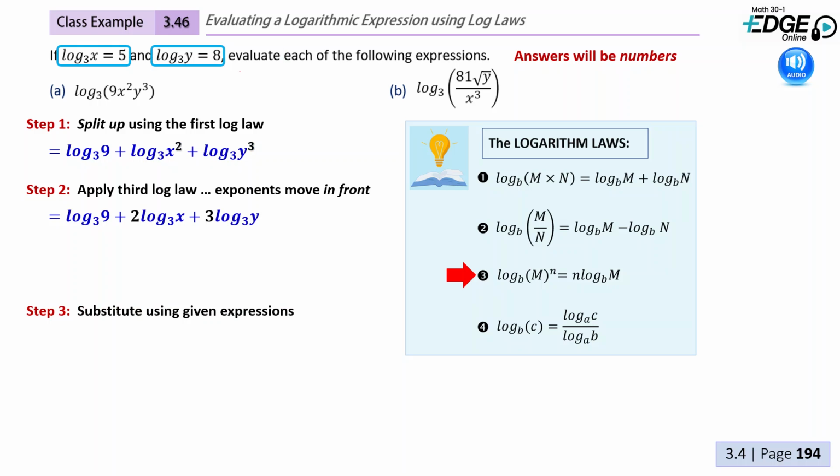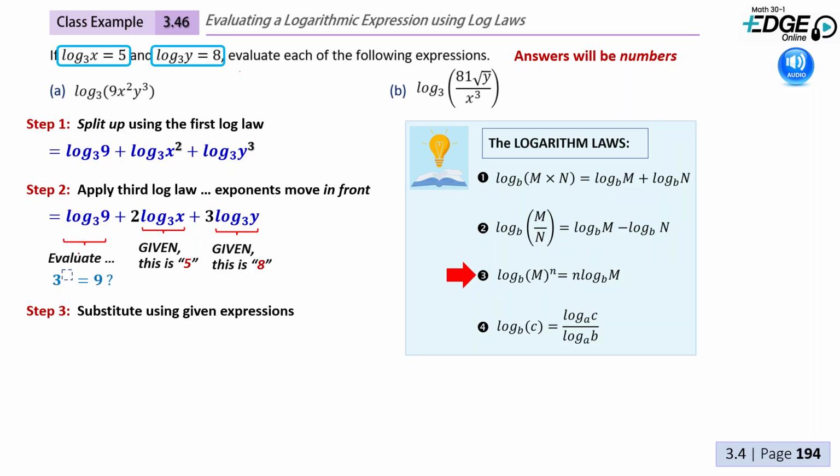Now we're ready to substitute in the known values. So we're going to look for any log base 3 of x or log base 3 of y to sub in our values. So log base 3 of x here was really 5, and then log base 3 of y here was really 8. And these are all numerical values, so check to see if you can just evaluate that.